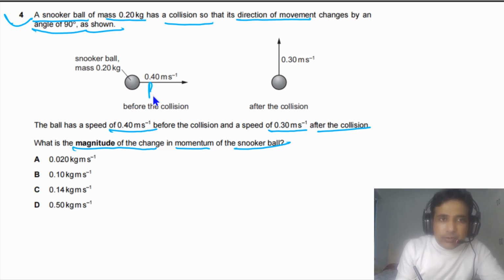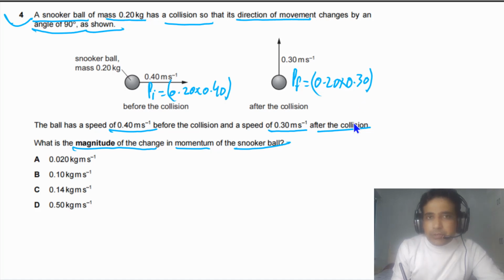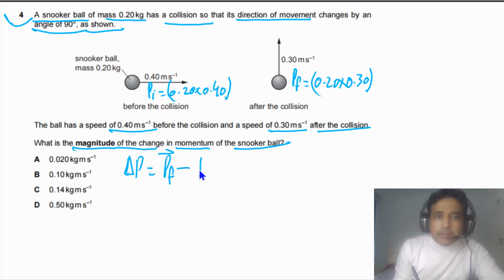We can simply write down that P initial is equal to the mass of the ball, 0.20, times the speed of the ball. So this is the initial momentum, and also we can write down the final momentum for this ball. Mass of the ball is 0.20 and the speed of the ball is 0.30. We need to calculate delta P, and delta P will be equal to P final, this vector, minus P initial, and this is equal to the change in momentum.